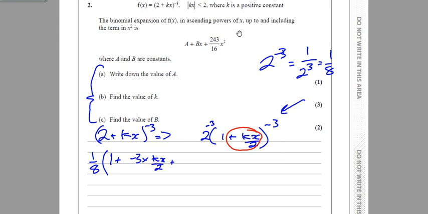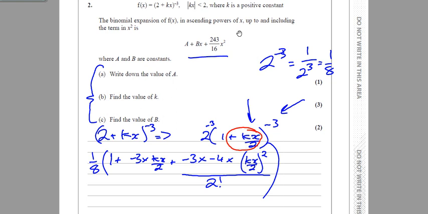And the next thing, because it's only going up to x squared, we do minus 3 times the next power below, so that's times minus 4, times x squared. But again, x means everything in here, so it's times (kx over 2) squared, and then all divided by 2 factorial.